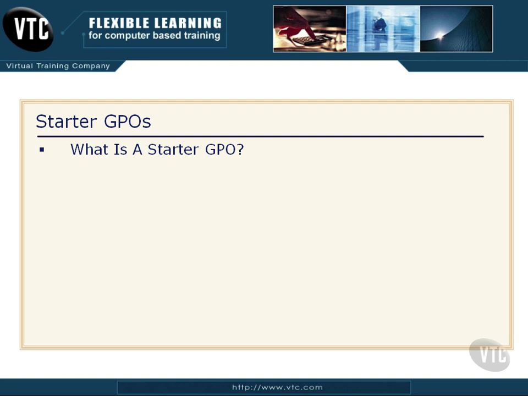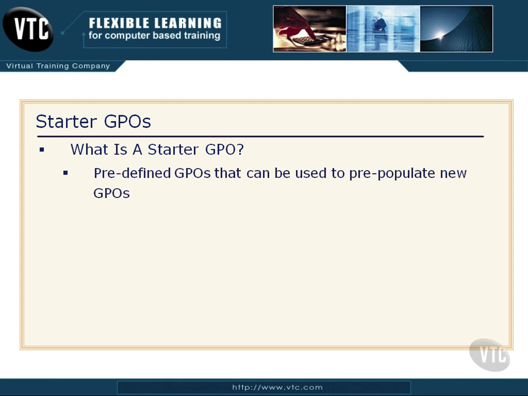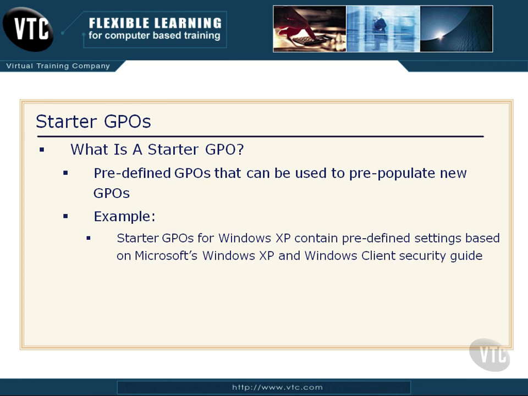First of all, what is a Starter GPO? It is nothing more than a predefined group policy object that you can use to pre-populate your own new group policy objects. Now, when you first start working with these things, you sit there and stare at the administrative template and think, what exactly do I want to set on my machine? Because now there are thousands of settings that you can make using group policy objects. Certainly, you should plan these things out, really think them through. But let me give you an example.